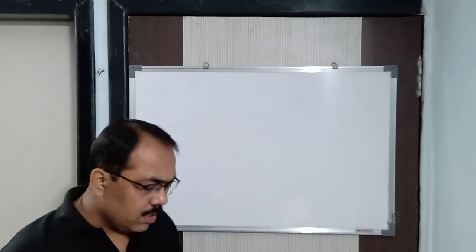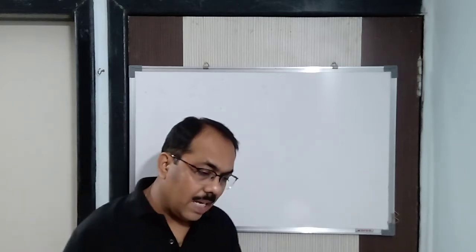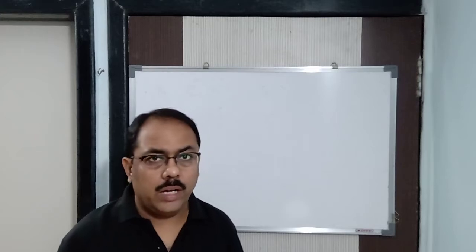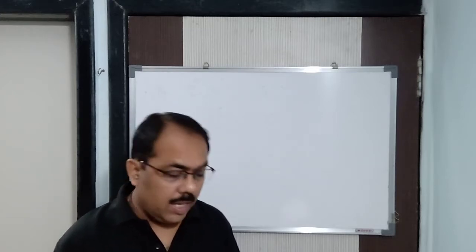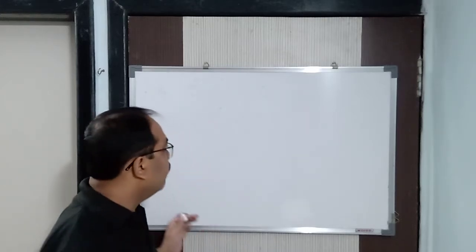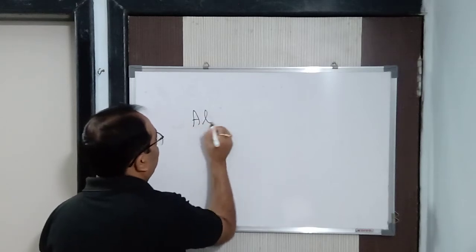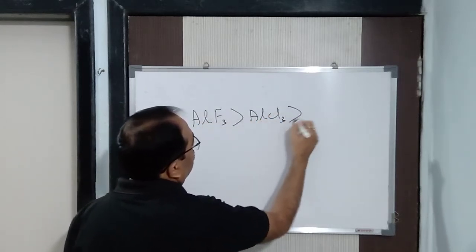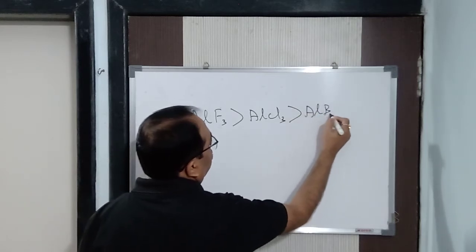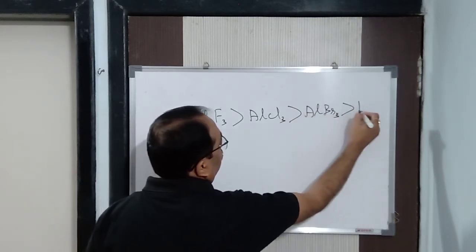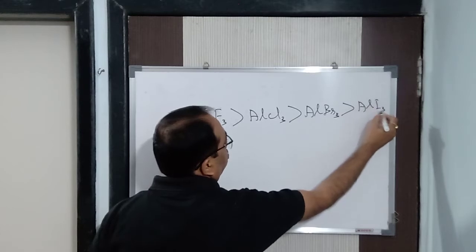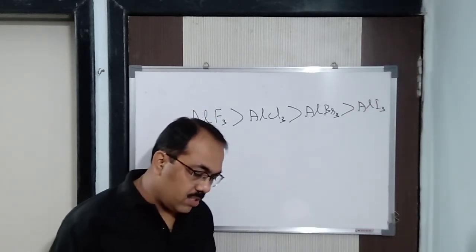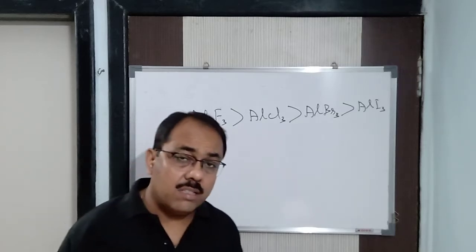Now next is the solubility of aluminium halides. The solubility of aluminium halides means aluminium chloride, aluminium bromide, aluminium iodide, aluminium fluoride. It follows this particular order: AlF3 is greater than AlCl3, which is greater than AlBr3, which is greater than AlI3. It follows this particular order. Clear? This is because the size of the anion increases.